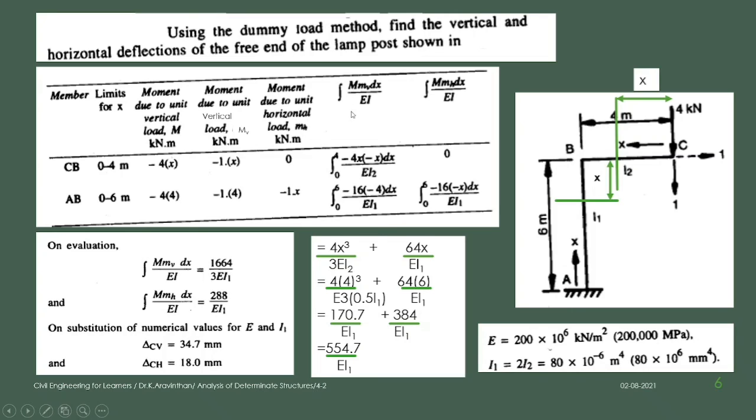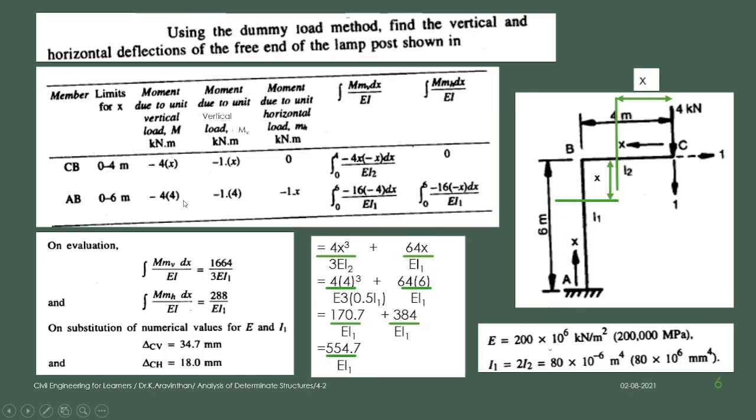What is the vertical deflection here? The vertical deflection due to the load will be capital M, that is 4x, into small m, which is x. So 4x into x is written here, divided by E into I. I here is I suffix 2, I2 is given here, and between the elements A and B you have I suffix 1. So if you want to find the vertical deflection due to the element AB, you will be having a limit of 0 to 6.